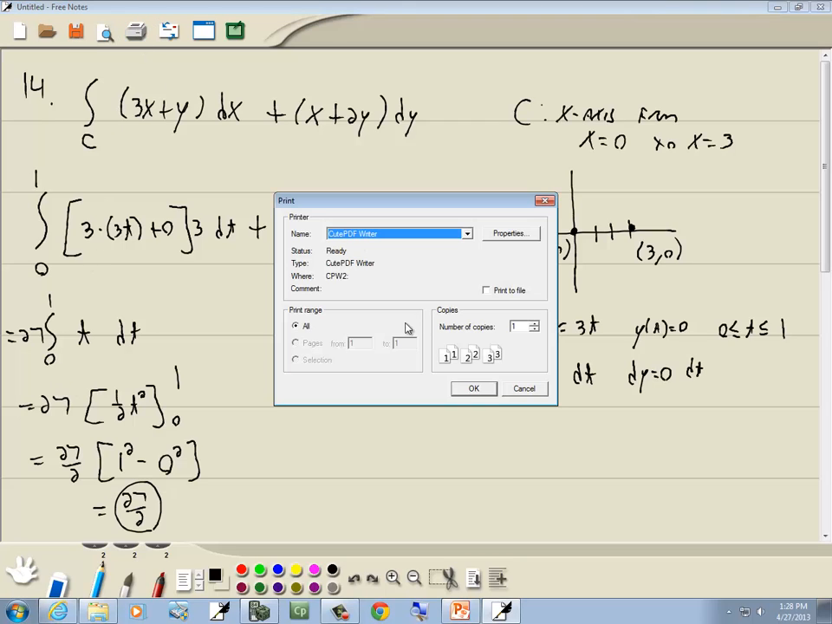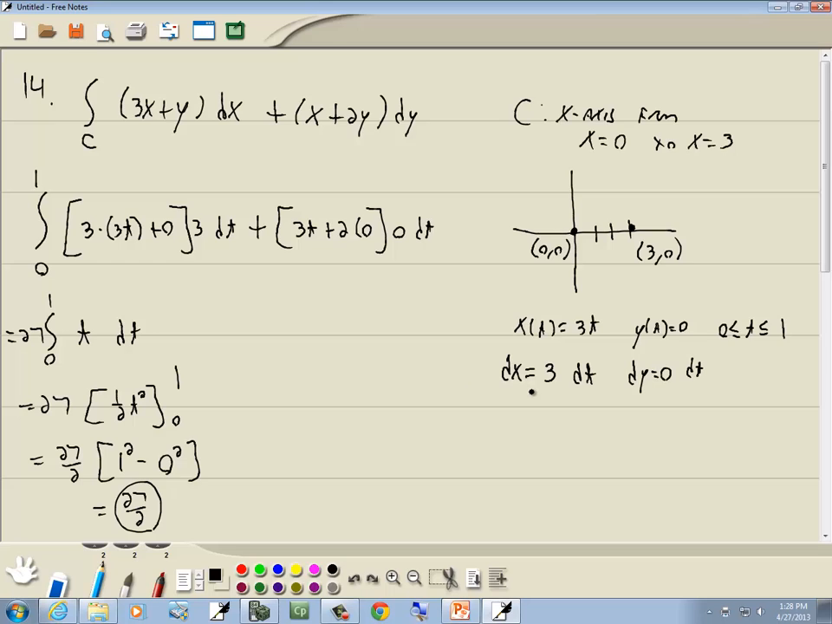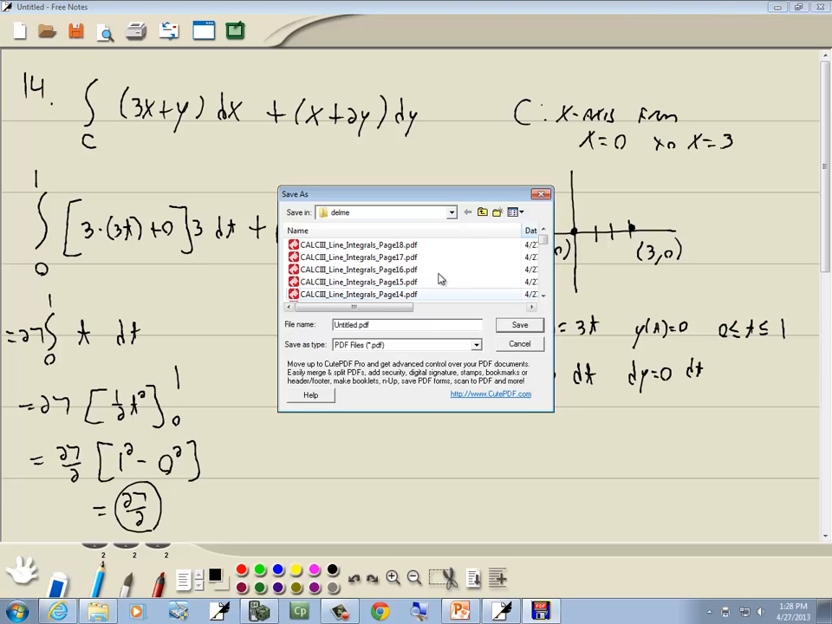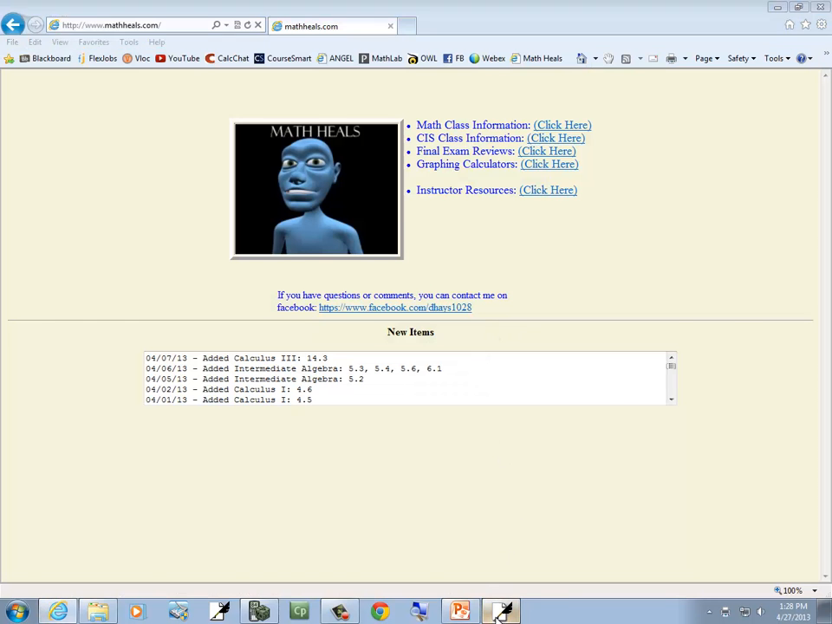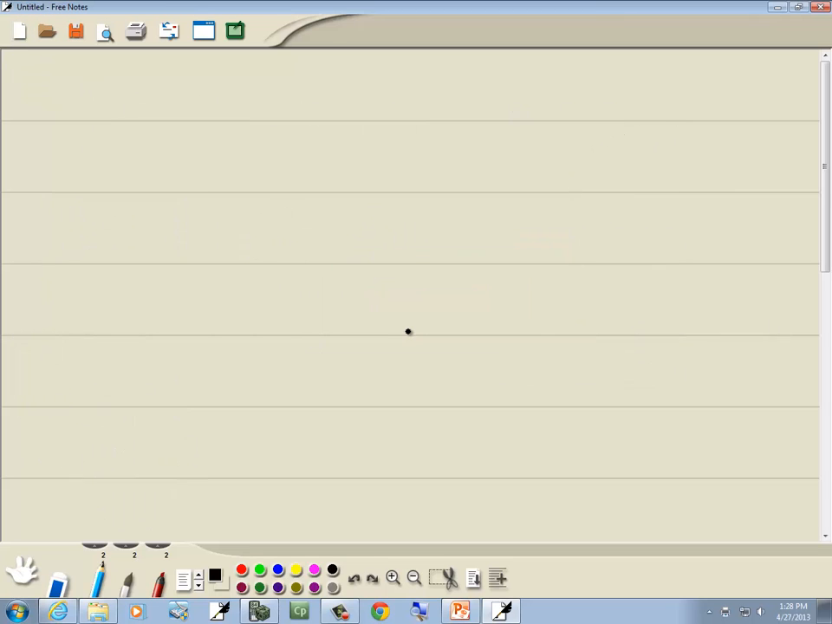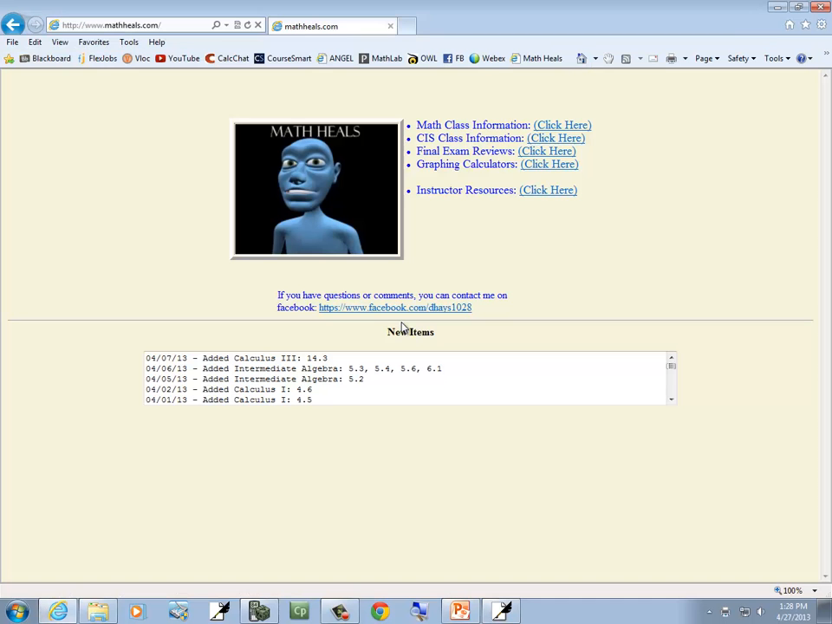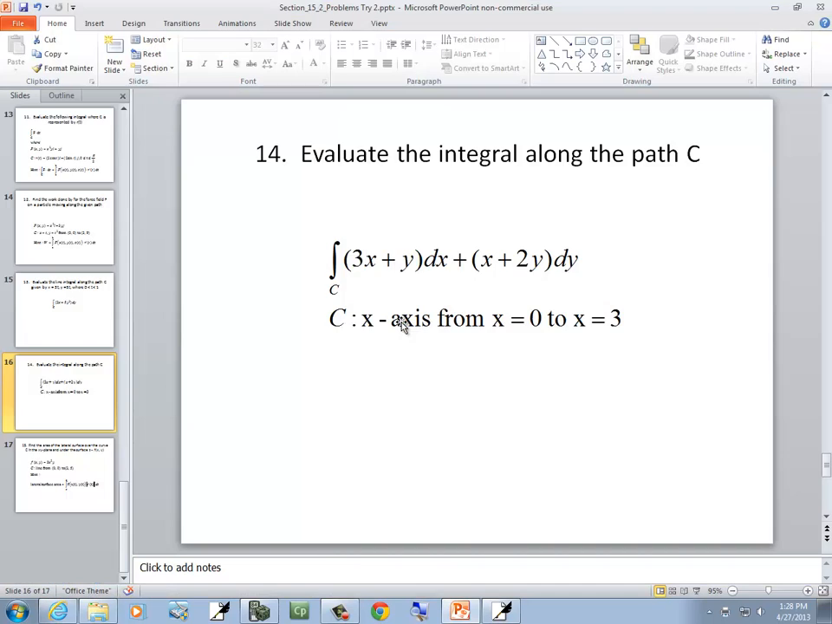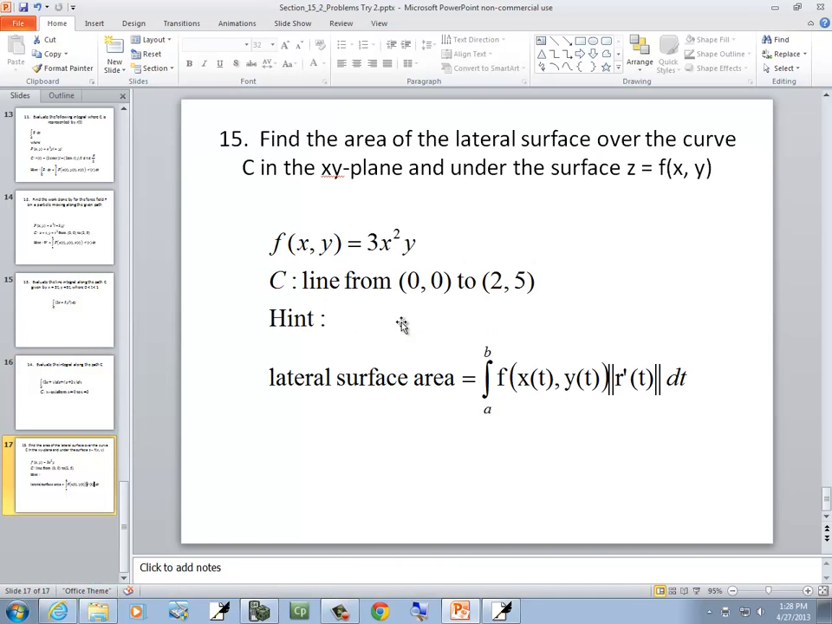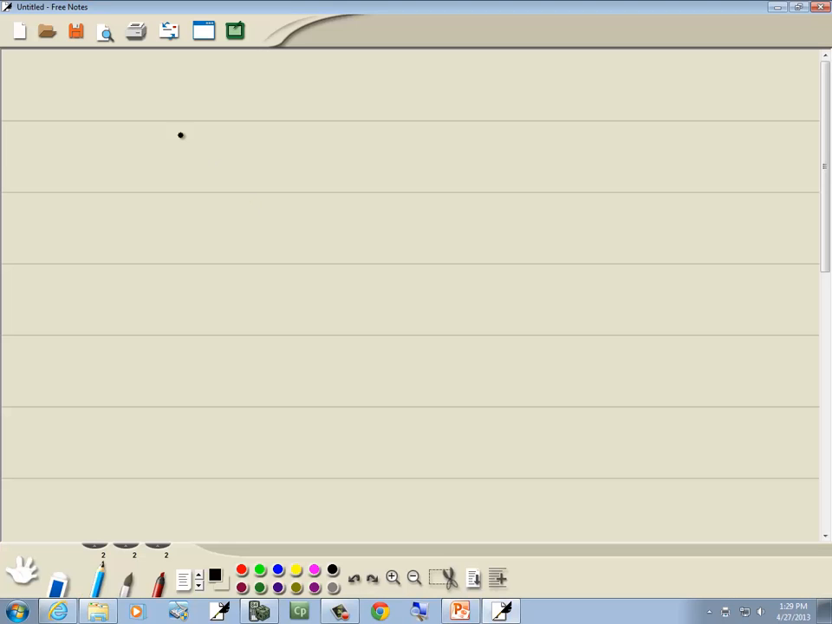Let me go ahead and save that. There we go. And let's look at our last problem. Another parameterization. Okay, well, I guess I like doing those.